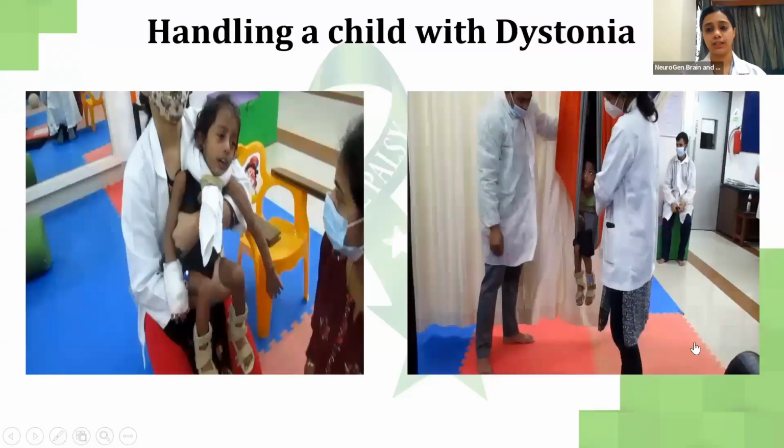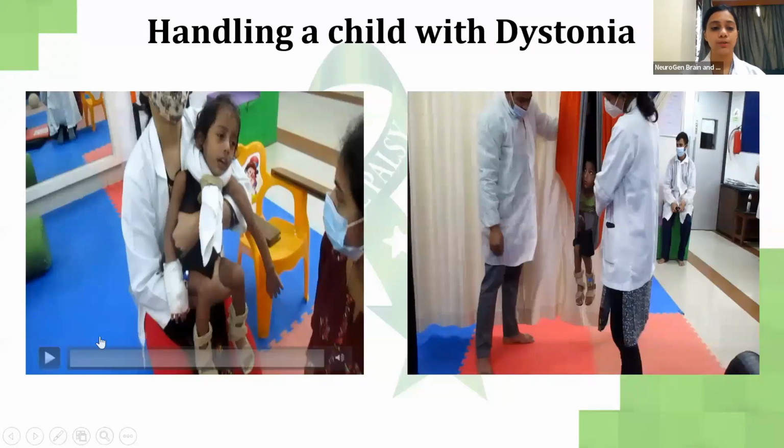Then handling a child with dystonia. Handling is very important because even if you do any therapy for 1 hour or 2 hours in the therapy center, what the parents do at home is very important, because 1 or 2 hours of therapy will not help since the child spends the maximum time with the parents. So we have to counsel the parents about the importance of handling a dystonic child.